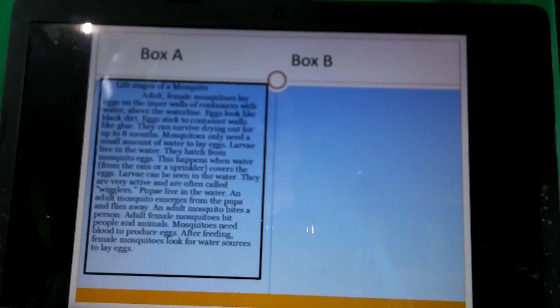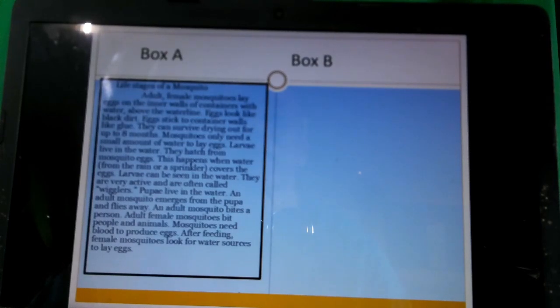Larvae can be seen in the water. They are very active and are often called wigglers. Okay? Pupae live in the water.